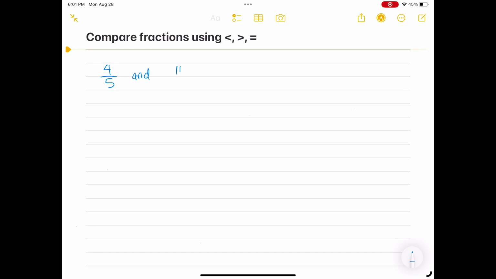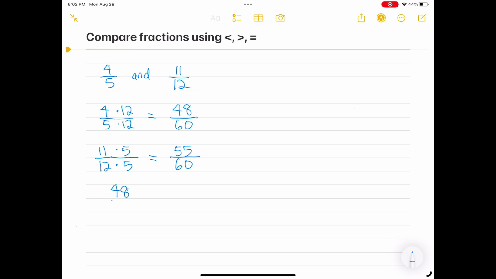So once again, we need to rewrite those fractions in equivalent fractions with common denominators. We take the fraction 4/5 and multiply both the numerator and the denominator by 12, the denominator from the other fraction. We get 48/60. Next, we take 11/12 and multiply both the numerator and denominator by 5, the denominator from the other fraction. And we end up with an equivalent fraction, 55/60. Now we can compare those two fractions because they have the same denominator, and 48/60 is less than 55/60. Therefore, 4/5 is less than 11/12.